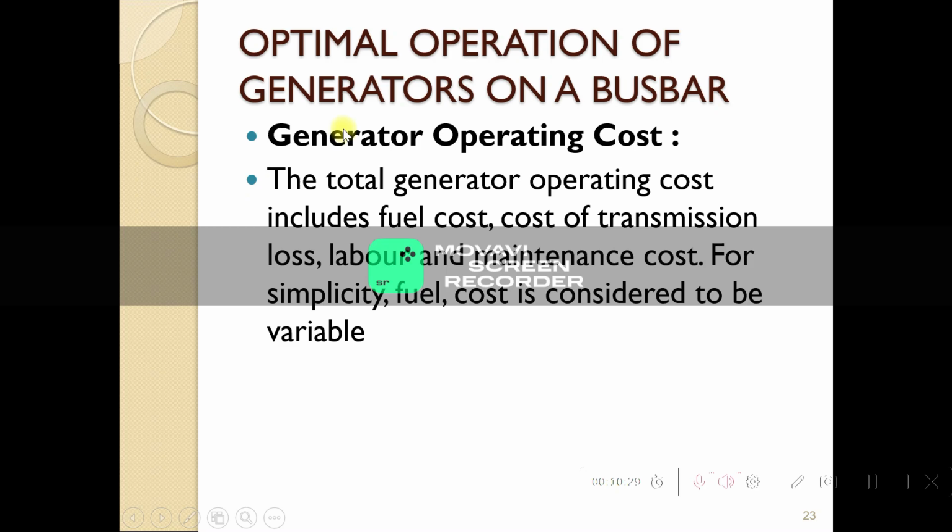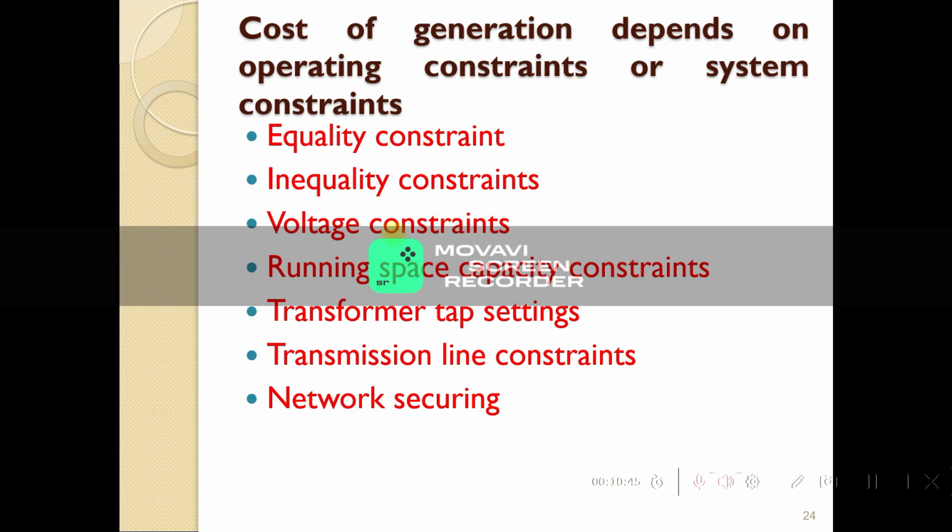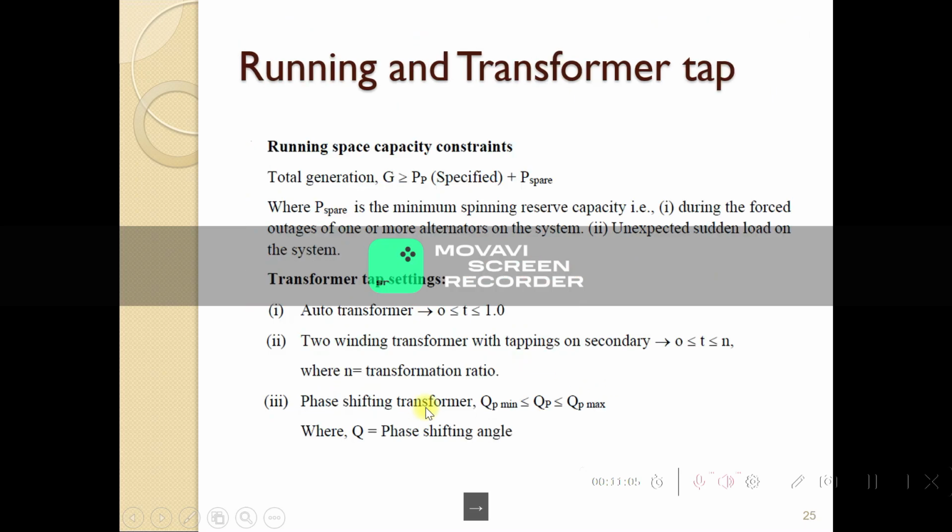Optimal operation of generation on the bus bar. Generator operating cost: we have to find the total operating cost, including fuel cost, transmission cost, labor cost and maintenance cost, with fuel cost being the main component. Cost of generation depends on the operating constraints of the system: equality constraint, inequality constraint, voltage constraint, running spare capacity constraint, transformer tap settings, transmission line constraints, and network security. So running and transformer tap changing costs.